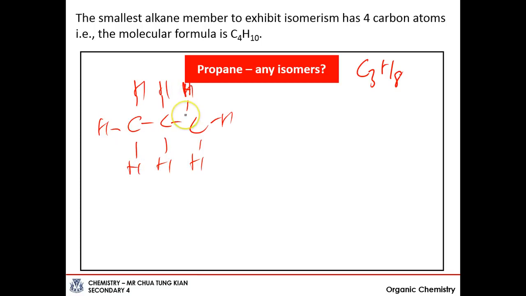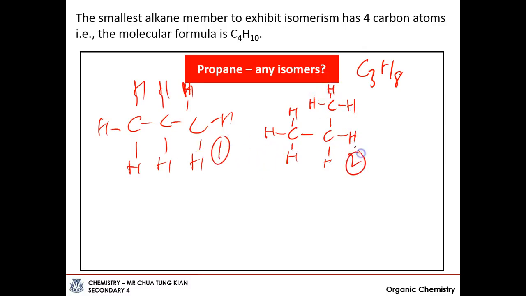So this is the straight chain. So let's draw the next one and let's take a look. What if I were to draw it like this? Is one and two the same molecule? If you take a look and we count the number of carbons in the longest straight chain, 1, 2, 3. 1, 2, 3. So both have 3 carbons in the longest straight chain. So in fact, these two are the same molecules.